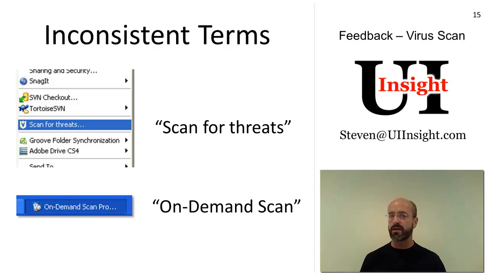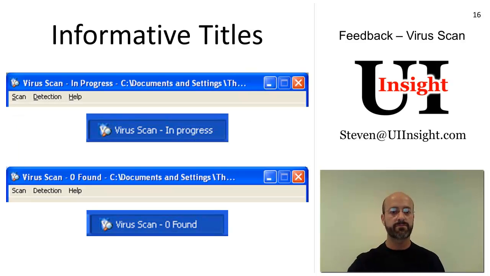Now, why is it calling it on-demand? The application developer says, well, technically this is an on-demand application. The user demanded a scan. So that's where the on-demand came from. But I would argue that's an inconsistent use of terms. The user has selected a menu item, scan for threats, but the application is using the words on-demand scan. I don't think that's a perfect match.